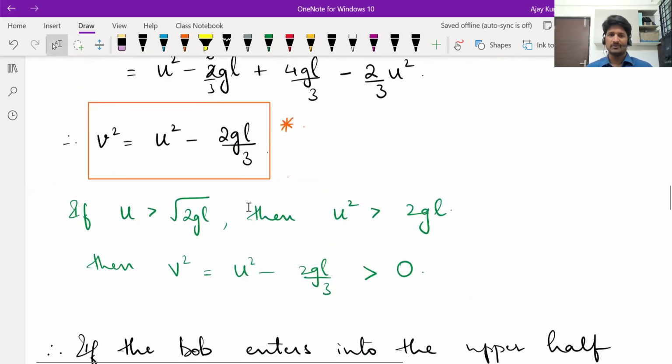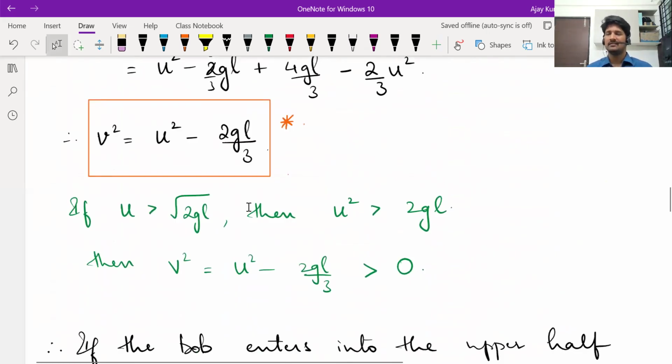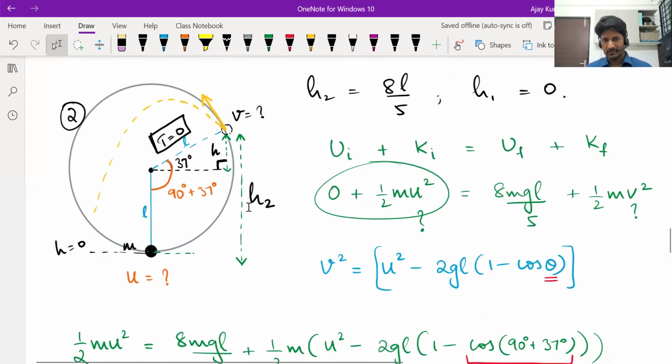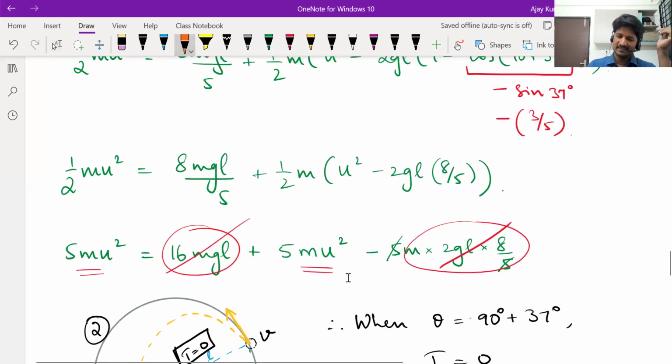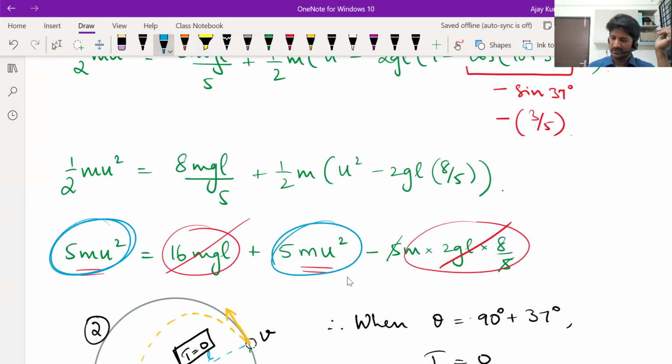Okay. V square is u square minus 2gl by 3 was to prove that speed does not become 0 even where tension becomes 0. Okay, we did all that. And we concluded that the final speed equal to 0 method is not going to work. Okay, that's not valid. Then what was the actual idea we used to solve the problem? U square minus 2gl(1 minus cos theta). No, that also did not work. We took the tension formula.